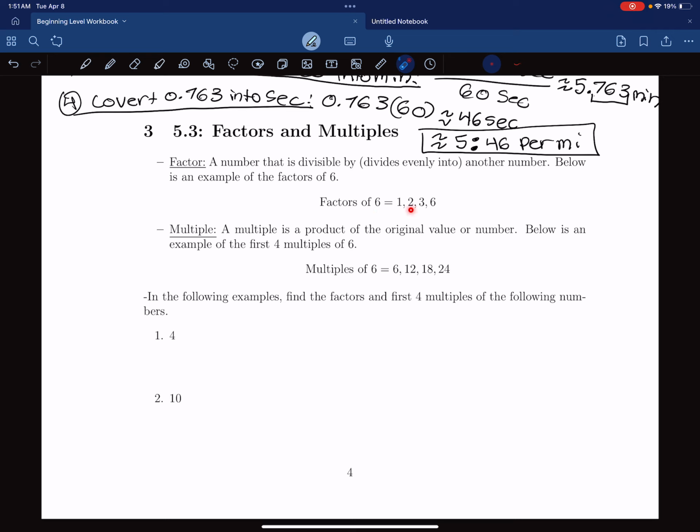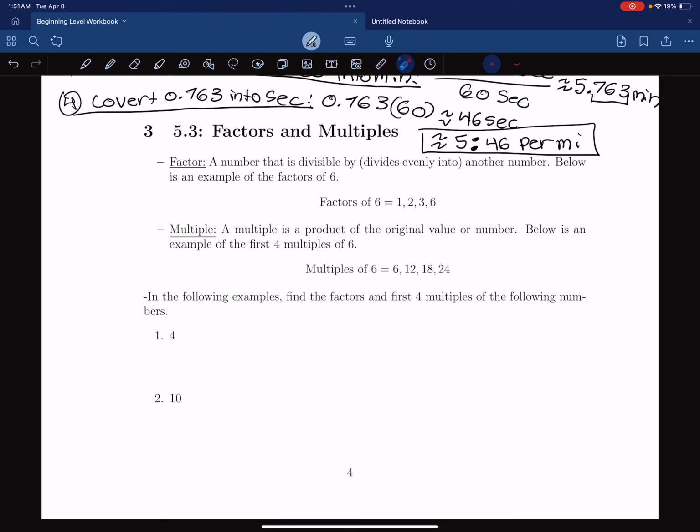Another factor is 2, because 6 divided by 2 is going to get you 3. And 3 is another one, because 6 divided by 3 is 2. And then we can also see that 6 is a factor because 6 divided by 6 is 1.